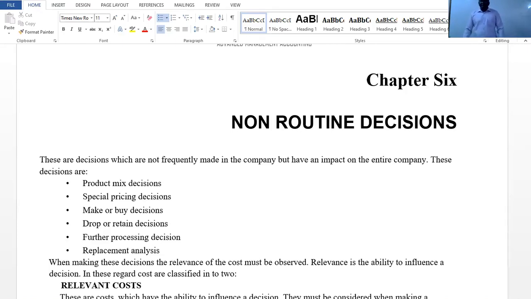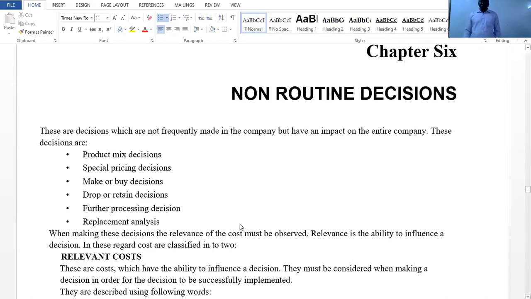Now, in our discussion, we are going to go through all these except further processing, which is more in management accounting, and replacement analysis, which is more in financial analysis. Many years before they changed the syllabus several times, we used to teach everything, but now they have made further processing to be more in management accounting and replacement analysis to be in financial management.